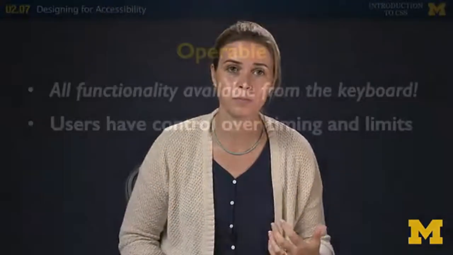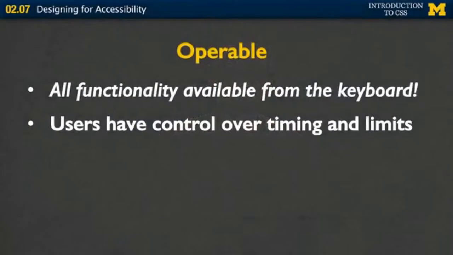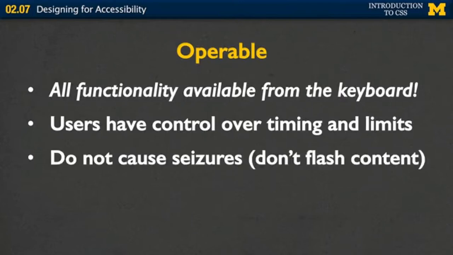Next, let's talk about what it means for your page to be operable. What I mean by that is that all the functionality in your page should be available from the keyboard. Don't expect that everyone's going to use a mouse to go over your page. Don't expect that it's okay for some things to only be accessible if you hover over them. Users should have control over all the timing and limits. So if you have videos and media, make sure there's a control panel for them to turn things off, turn them down, rewind, etc.